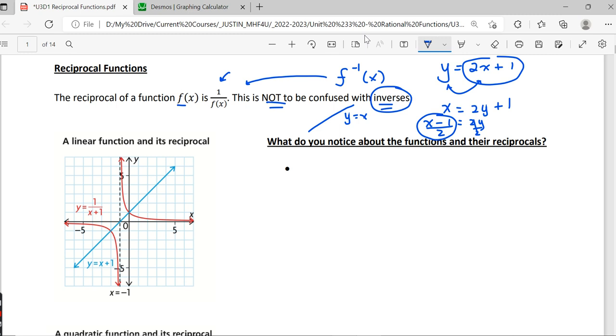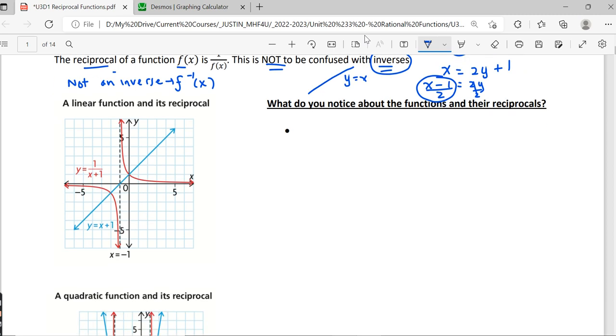If none of that made any sense to you, it's okay. Just know that a reciprocal function is not an inverse. And if you don't know what an inverse is, we'll talk about it at a later date. Like I said, not an inverse. So these two are not the same. All right, let's take a look at these two: a linear function and its reciprocal, a quadratic function and its reciprocal. Our job is to see if we notice any patterns.